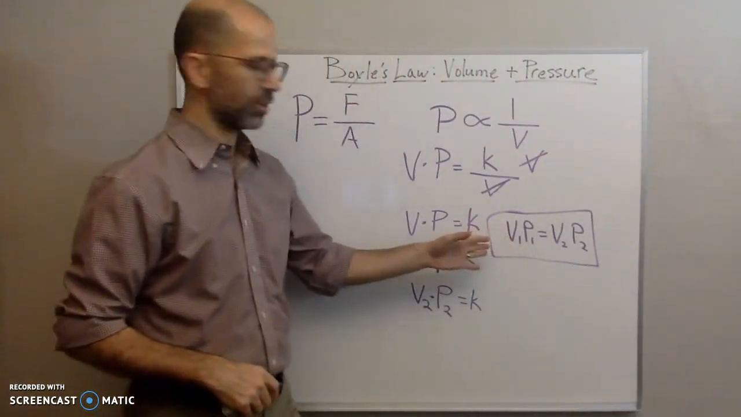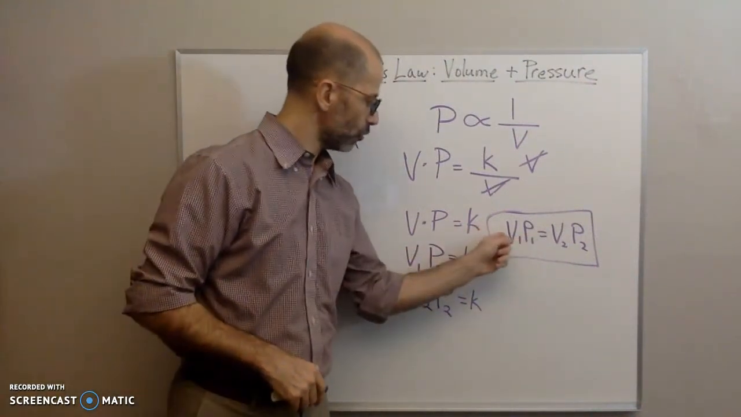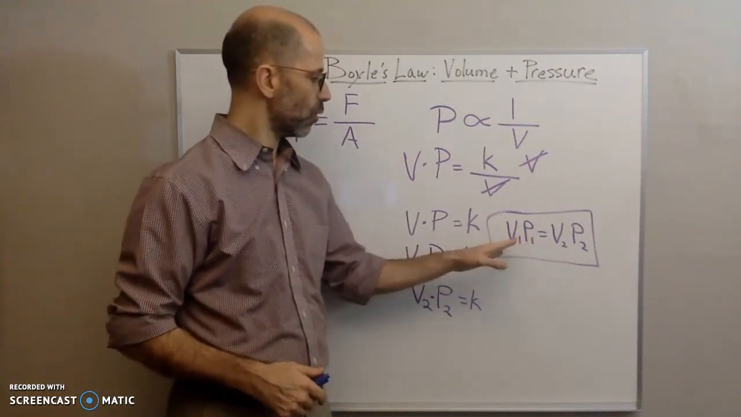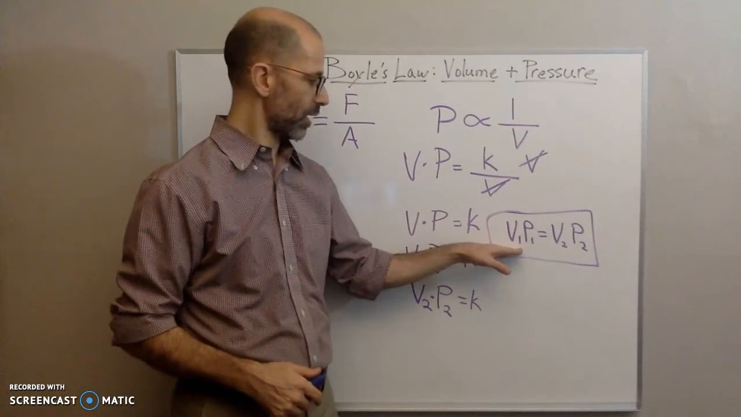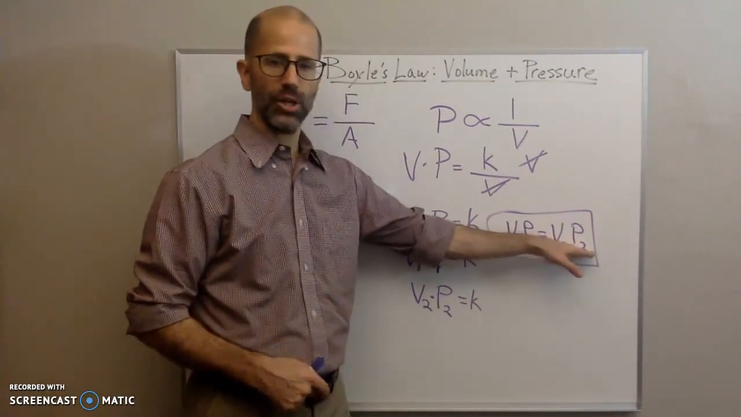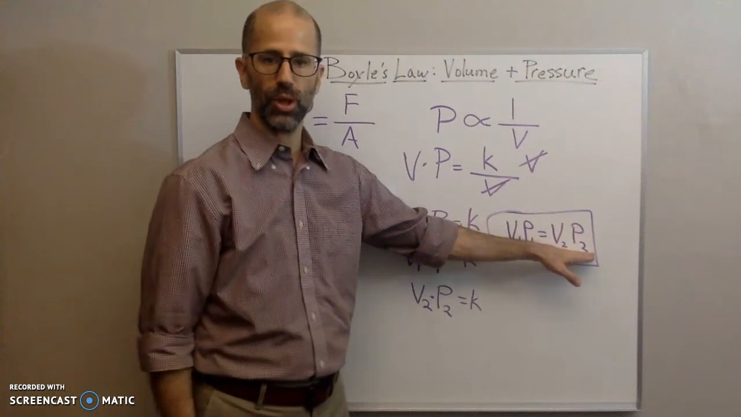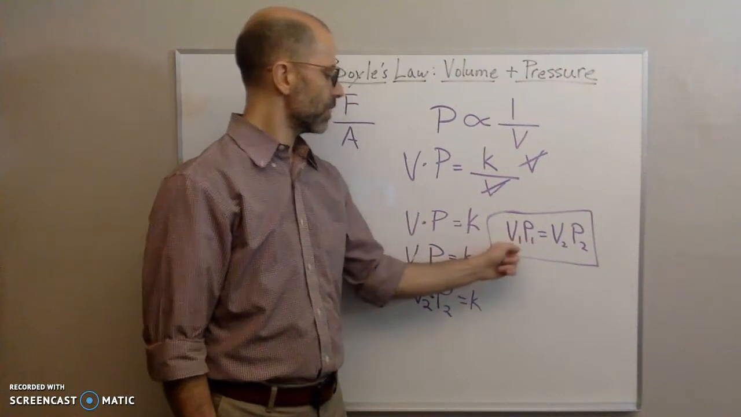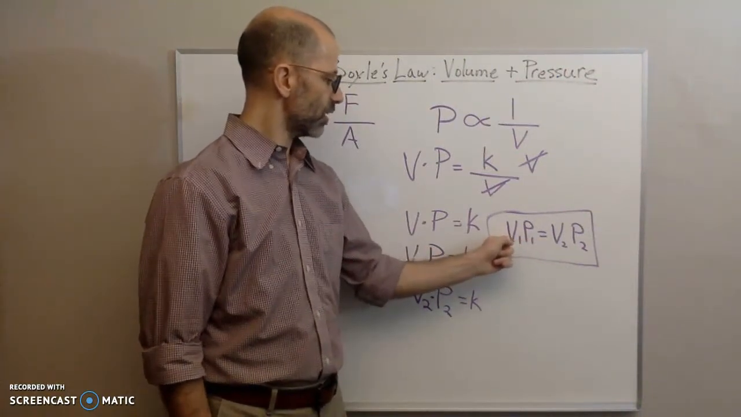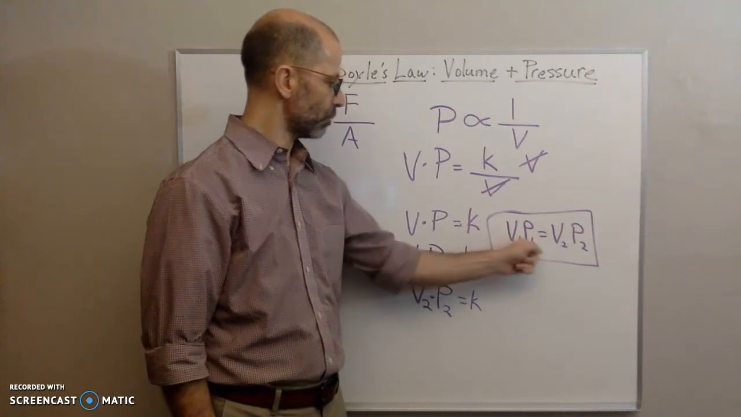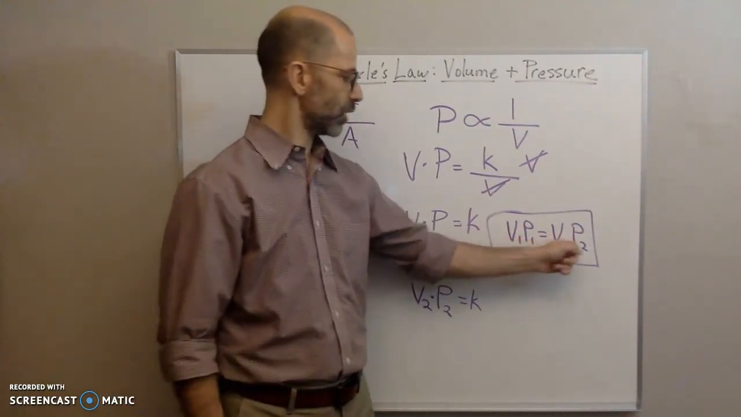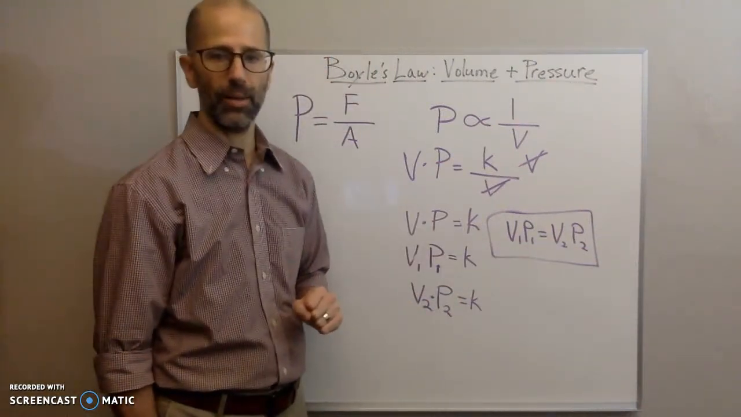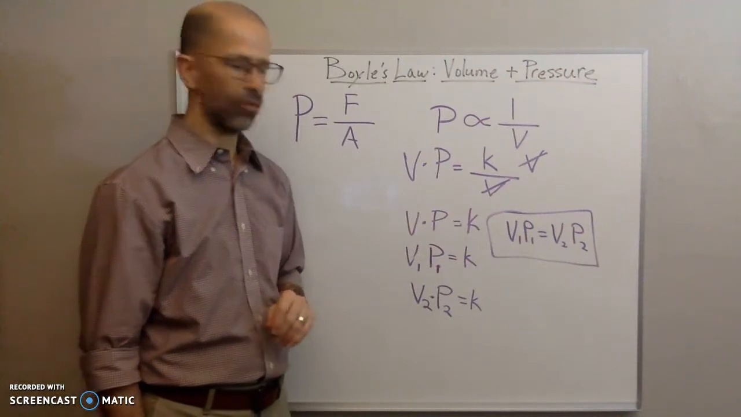So Boyle's law basically says that if I know the volume and pressure that I start with, then whatever change in volume and pressure I make, the volume and pressure in the end should equal what I started with. So the multiplication of volume and pressure that I start with should equal the multiplication of the volume and pressure I end up with. And that's called Boyle's law.